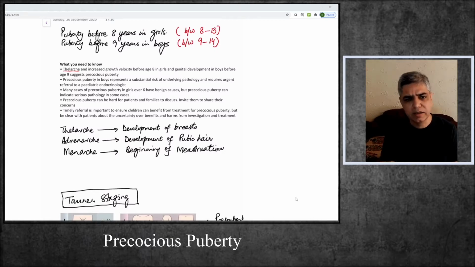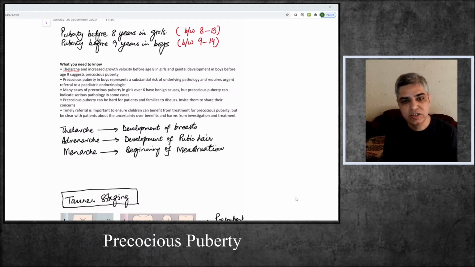So thelarche, development of breast, because the hormones that are usually responsible for that are estrogens. And adrenarche is mostly due to peripheral hormones, and the same goes for menarche. So these 3 terms, you should understand what they mean, and I would be discussing how these things develop over the time scale. And for that, it's very important that you understand the Tanner staging.